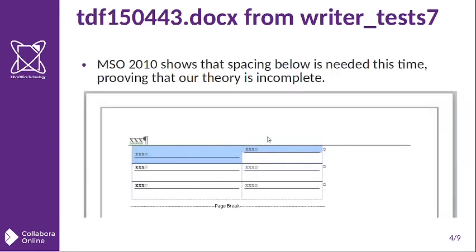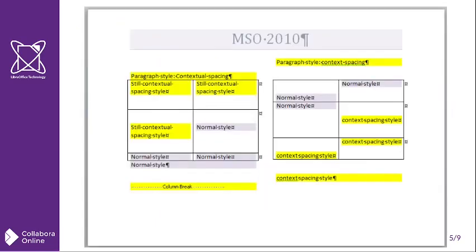By running a make check, we found a number of examples, and this one was a very clear one that does show some spacing at the bottom of a cell. And so that proves that our theory is not complete. And it actually ends up being a very complex thing. They are logical in the way that they do it, but their logic is not expected and not at all similar to the way that LibreOffice does things.